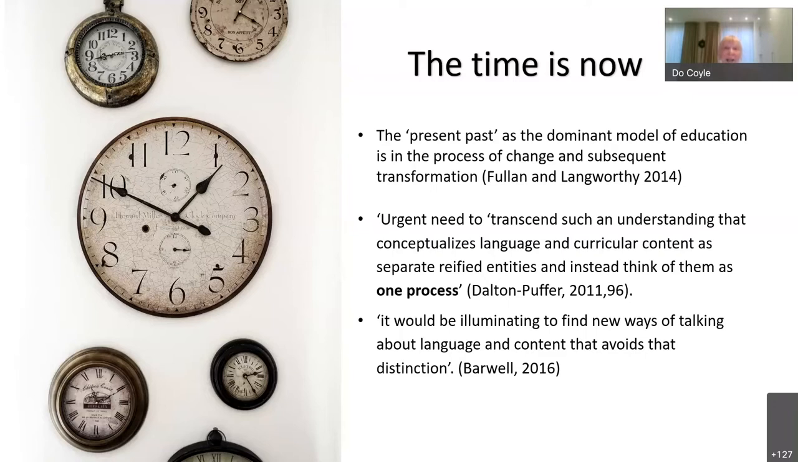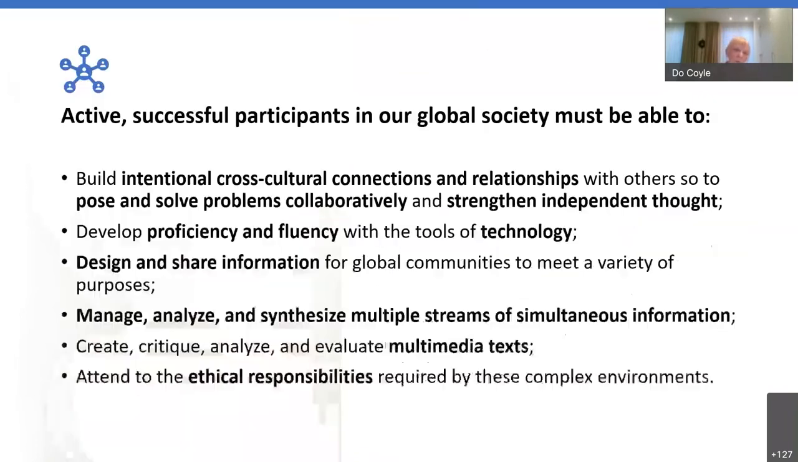Now, that is not easy because we have this way of thinking that content is one thing, language is another. So bringing them together and finding the language for bringing them together is really critical if this is what we want for our successful participants. And again, we want them to be proficient and fluent with tools of technology. We want them to design and share information, of course we do. We want them to manage, analyze, and synthesize multiple streams of simultaneous information. That's really where we can offer such a rich environment in pluriliteracies, environment for bilingual learning, multimedia text, ethical responsibilities, and so on, so forth.